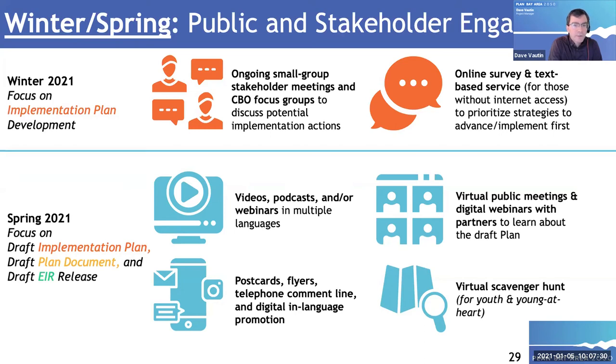Moving into the spring, we anticipate releasing the draft implementation plan, the draft plan document, and the draft EIR. There'll be a whole suite of public engagement and information efforts, from videos and podcasts and webinars in multiple languages to virtual public meetings and digital webinars with partners. We'll be doing postcards and flyers and a telephone comment line, as well as digital in-language promotion. And maybe the most fun part is the virtual scavenger hunt, where we will be encouraging youth and also people who are young at heart to get out there and check out the Bay Area and see how different communities will change over the coming decades.